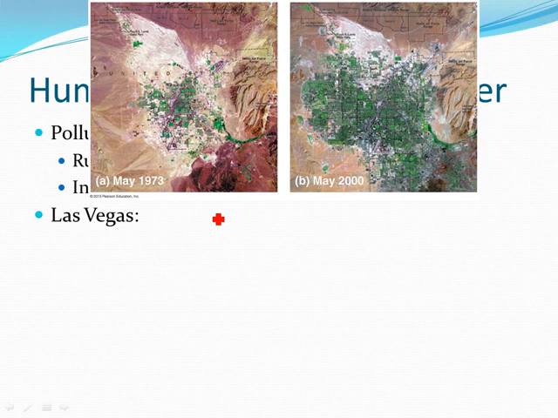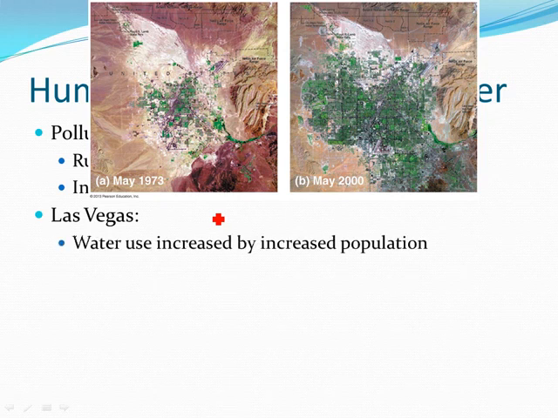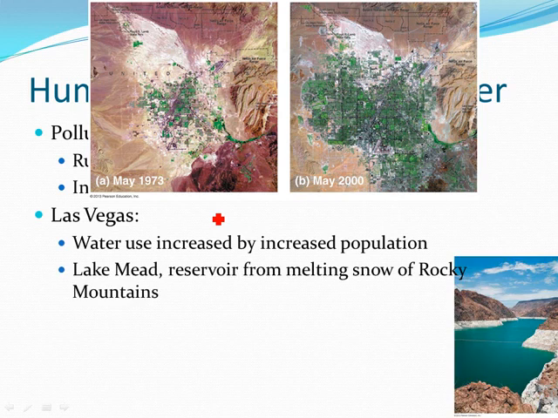So what do you expect is going to happen to that water? Water use has increased due to the population increase. Lake Mead is the reservoir from the melting snow from the Rocky Mountains, and this is where Las Vegas gets its water. Notice how at one point in time, the water level is all the way up here, and now it has decreased to there. This is massive amounts of water. It's not just a drop in the bucket kind of thing.